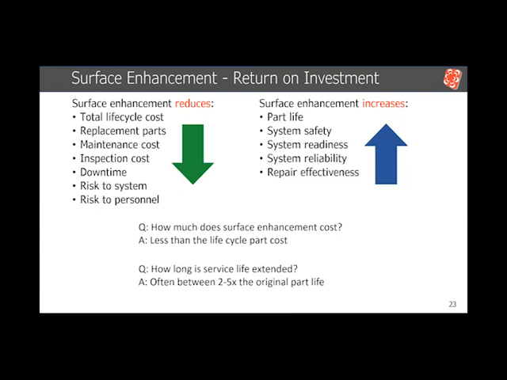The question we often get asked is, how much does it cost to do the surface enhancement? Well, I'll say less than the cost of the life of a part, but you have to pull in the rest of the cost associated with that product, and not just look at the first cost, but the overall life cycle cost of a part. The other question we get asked frequently is, how long is the service life extended? That can be anywhere from 2 to 5 times. That will be a function of the design architecture of the part and the material of the part, so those will come into play in that prescription.